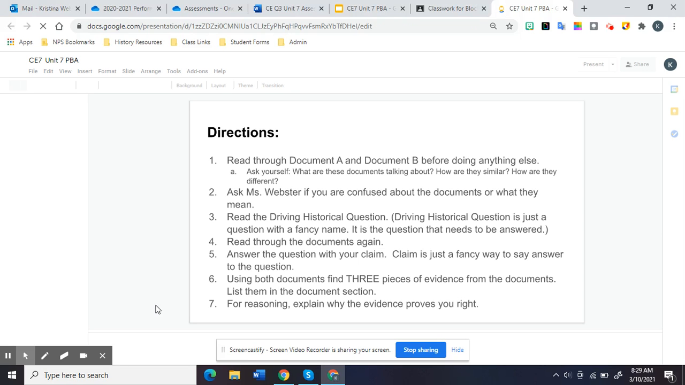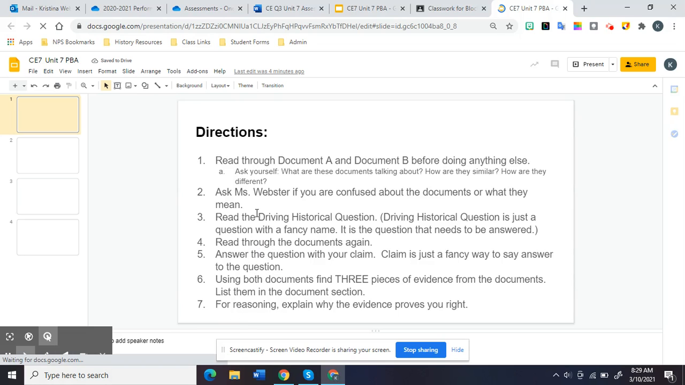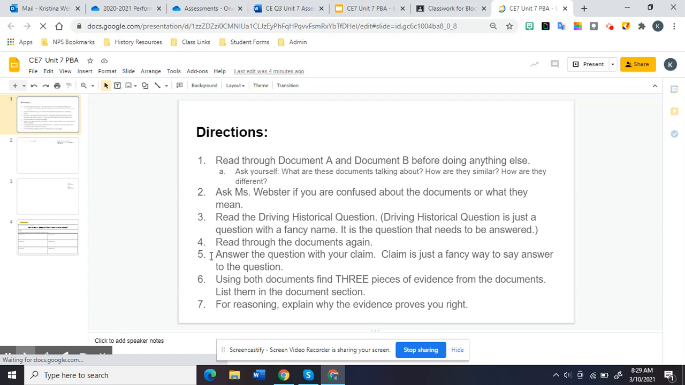We're going to read through the directions completely, and we'll do this together. Okay. Directions. Number 1, read through document A and document B before doing anything else. Ask yourself, what are these documents talking about? How are they similar? How are they different? 2, ask Ms. Webster if you are confused about the documents or what they mean. So if you do not understand the documents and you're confused, now is the time to ask.